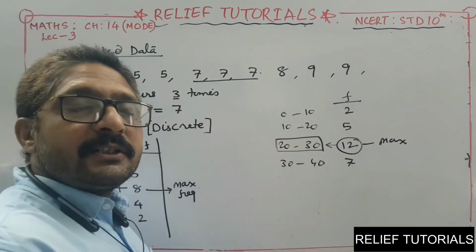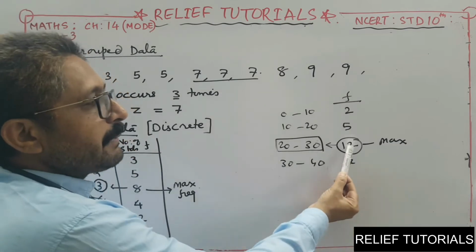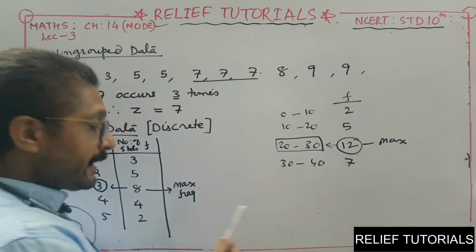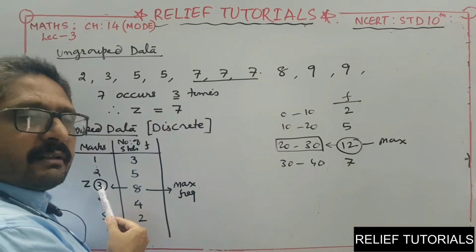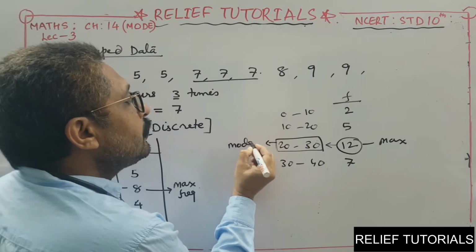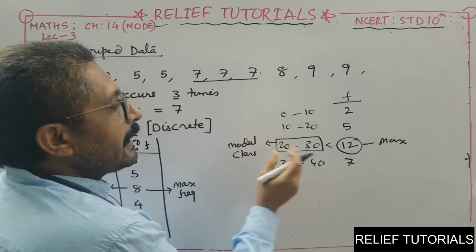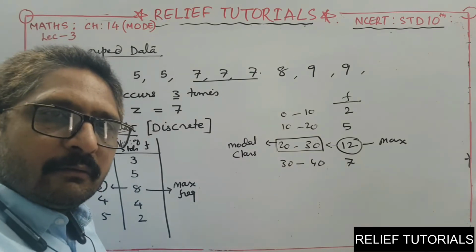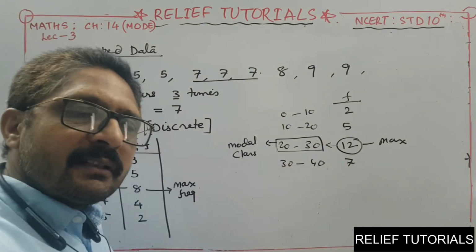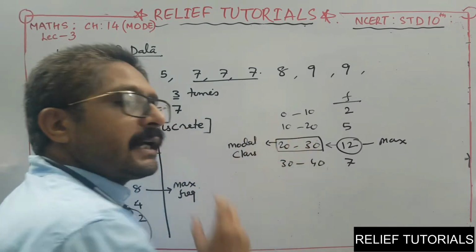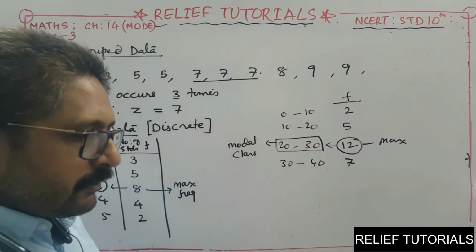Whereas in case of continuous data, here you see maximum frequency is 12. So against 12 you will get a class, you will not get the value of an observation. So here first you will get the modal class. And from this modal class you have to obtain mode. For that our statisticians have derived a formula to find mode from modal class. So we'll discuss that formula.